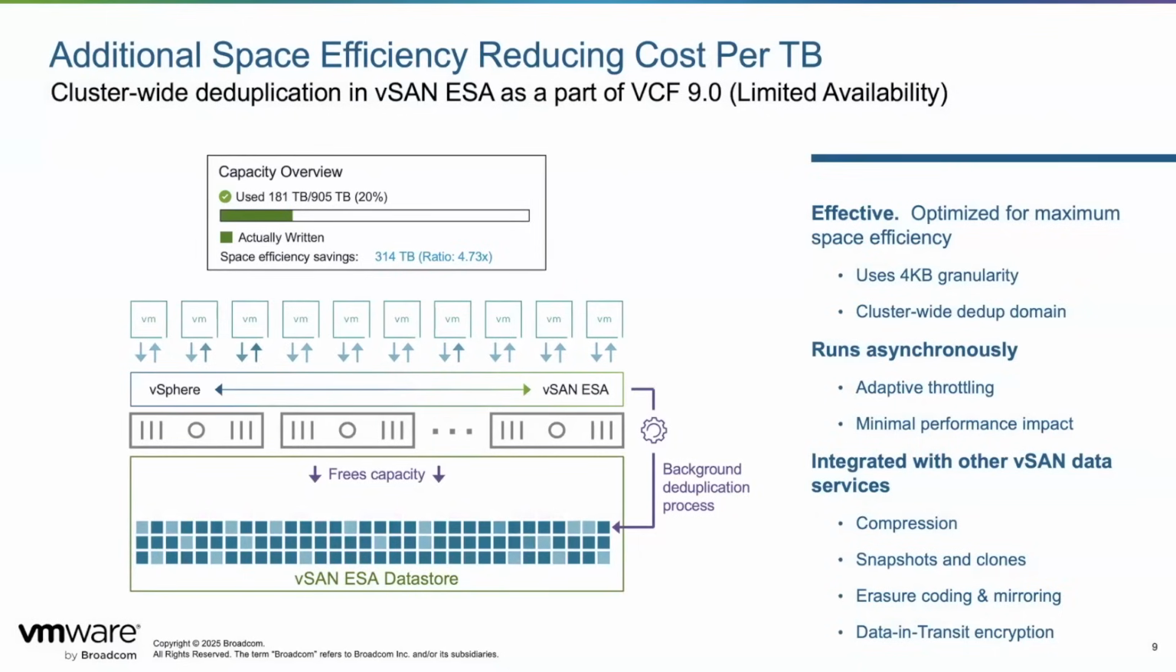Previously, with original storage architecture, it was on a per disk group basis. And so if you had 3 disk groups in a host and you had 5 hosts, you could have 15 dedupe domains. We are going to run this asynchronously. This is not sitting in the write IO path, so it will not impact write performance. And it's going to adaptively throttle and run based on there being available performance resources in the cluster for it to run on. This does integrate with some of our other capabilities, snapshots, compression, and so forth. And we're looking to expand this out.